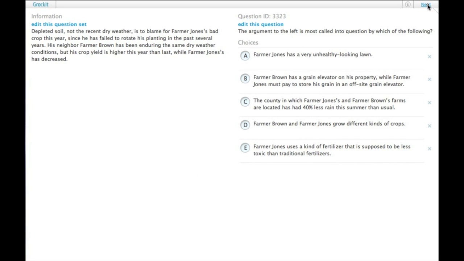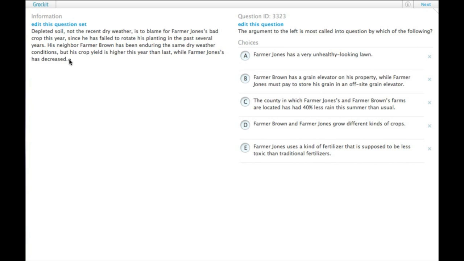Depleted soil, not the recent dry weather, is to blame for Farmer Jones's bad crop this year, since he has failed to rotate his planting in the past several years. His neighbor Farmer Brown has been enduring the same dry weather conditions, but his crop yield is higher this year than last, while Farmer Jones's has decreased. So the argument to the left is most called into question by which of the following?